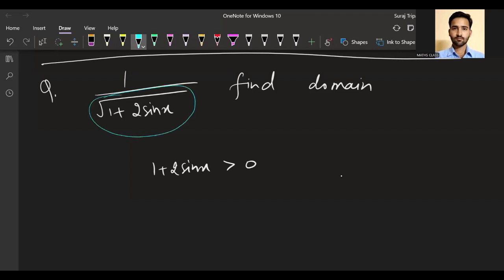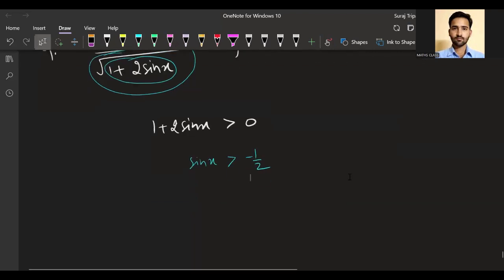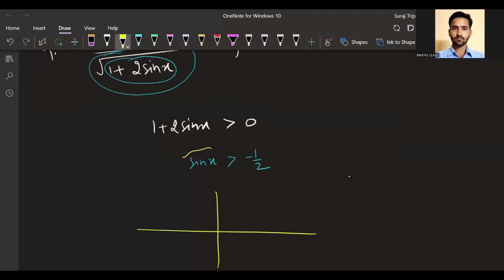Then again, whatever thing is written in root, that should be always positive. So because of these two conditions, I am writing here 1 plus 2 sin x should be greater than 0. That means sin x should be greater than minus half. Got it? So to find its domain, this inequality should be correct. So we have to find the values of x for which this expression is correct.